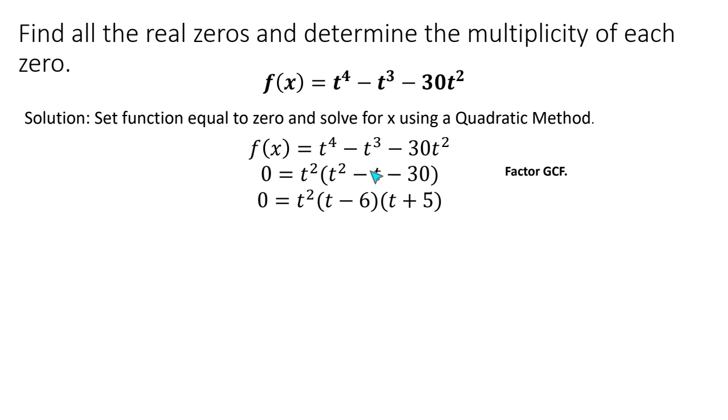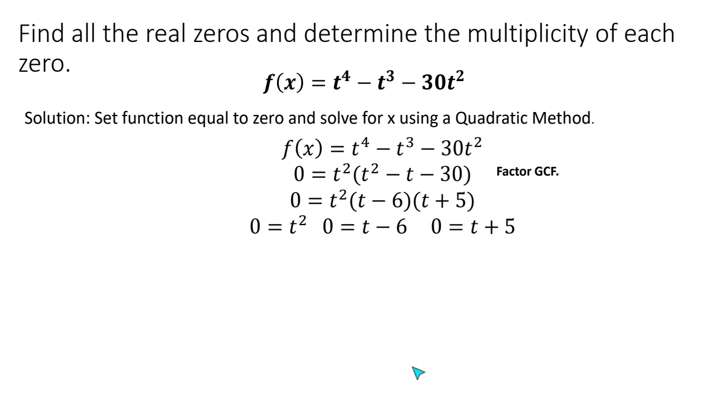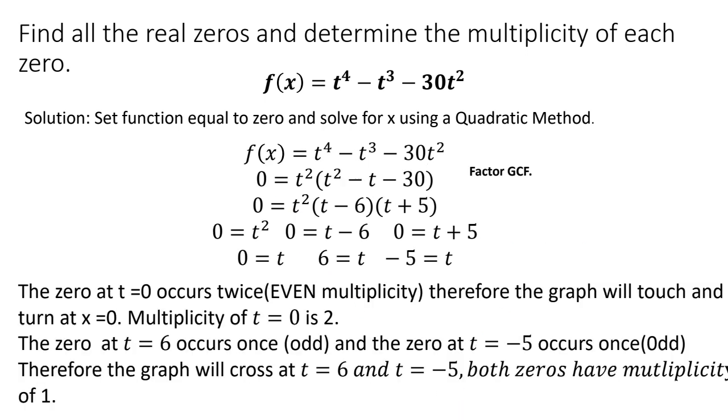Now that we have factored, we can set each factor equal to 0. And so for the first one, we end up with t equals 0, since if we take the square root of both sides, the square root of 0 is 0. For the second one, if we add 6 on both sides, we get t equals 6. And then if we subtract 5, we get t equals -5.